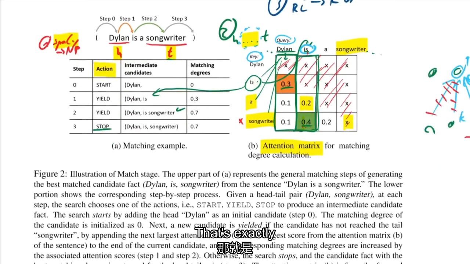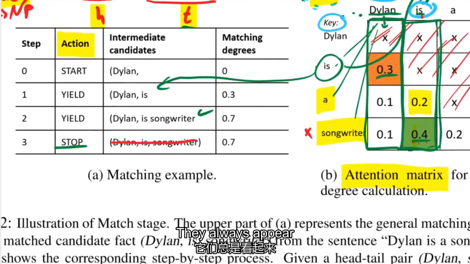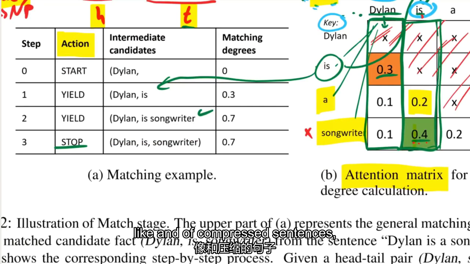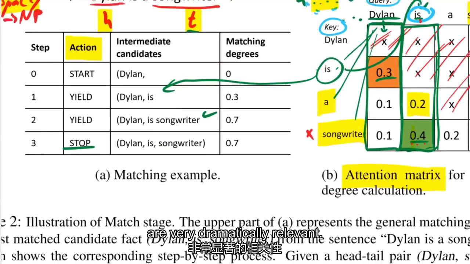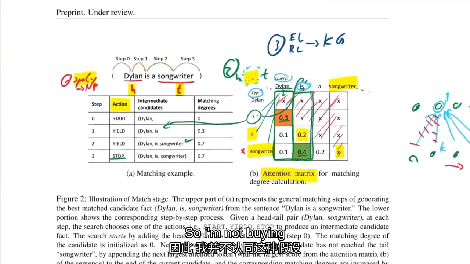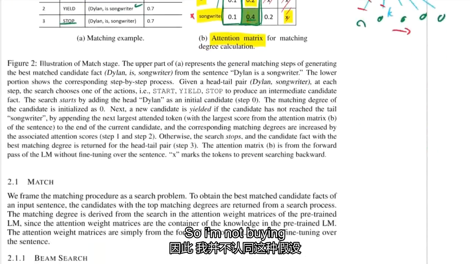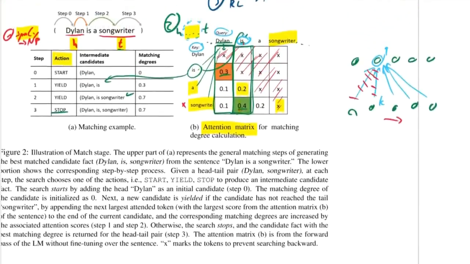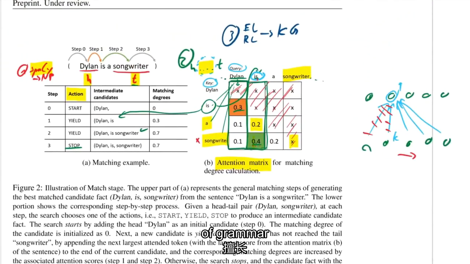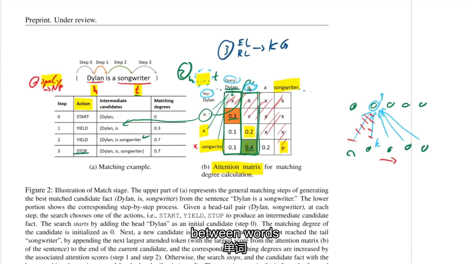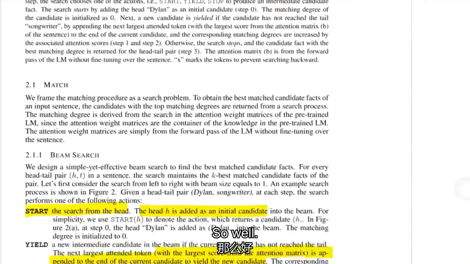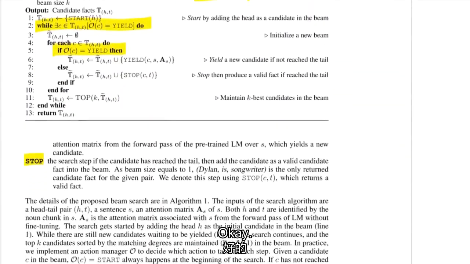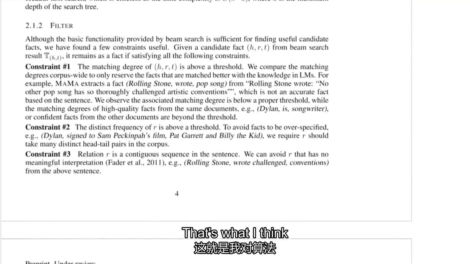And that's exactly it: these triples always appear a bit like compressed sentences, which are very grammatically relevant. So I'm not buying this hypothesis that there is much knowledge in these language models, and that's why this works. What I much rather think is that they are really, really good at grammar and statistical association between words across the language, and that's why they can extract these candidate facts so well. Okay, so that's what I think about the algorithm.